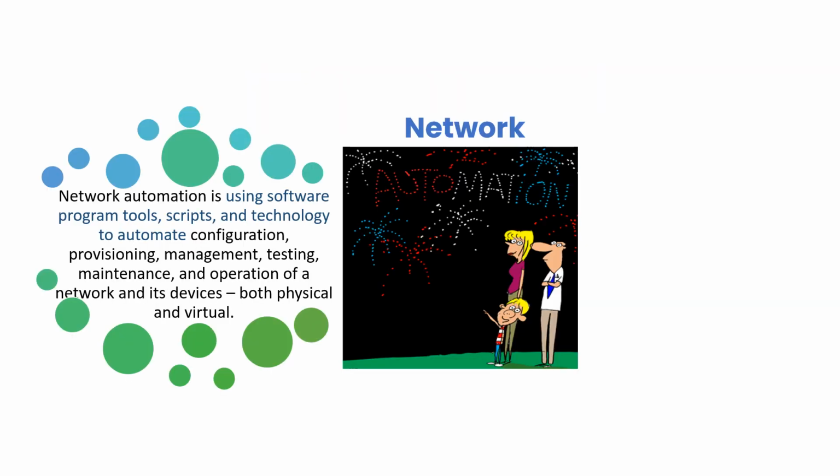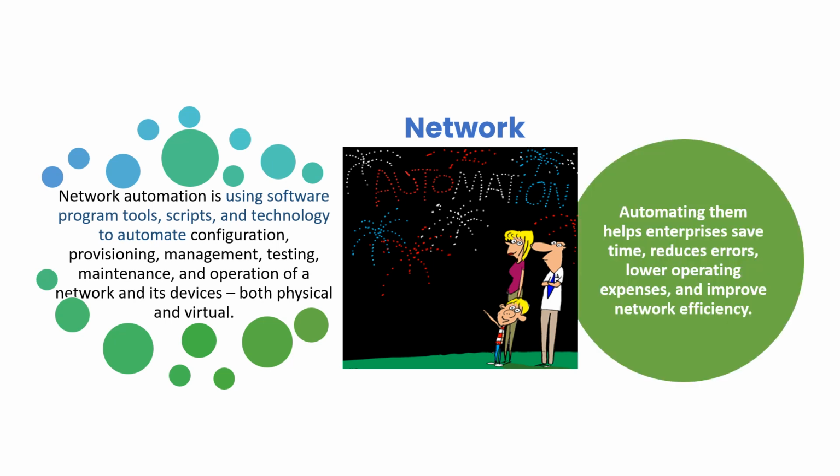Network automation means using software, program tools, scripts, and technology to automate configuration, provisioning, management, testing, maintenance, and operation of a network and its devices, both physical and virtual. So this is what network automation means, and automating such tasks helps enterprises save time, reduce errors, lower operating expenses, and improve network efficiency. So network automation helps these factors for enterprises.